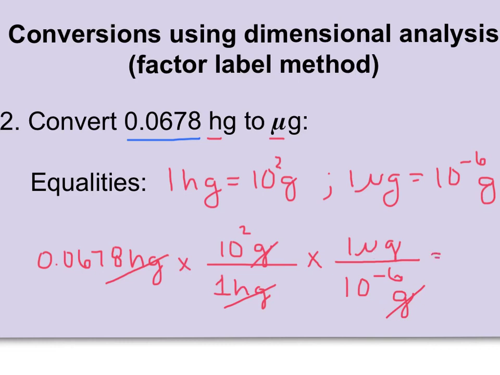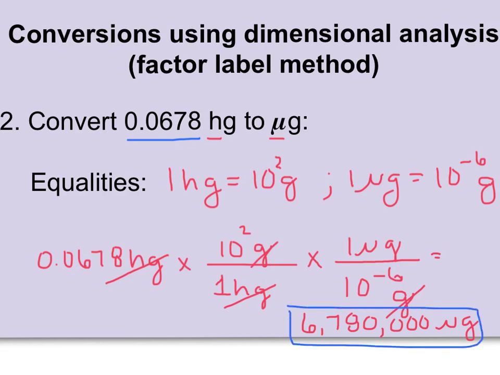And for your answer, you're going to get a pretty big number. It's going to be 6,780,000 micrograms. Big answer. So again, anything that's in the numerator, you multiply by. Anything that's in the denominator, you divide by. So hopefully with these examples you can start trying some of these conversion problems, and we'll work on them in class.